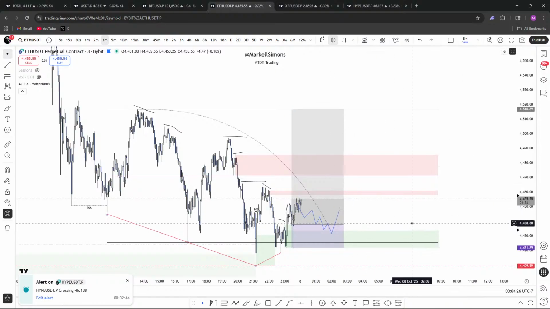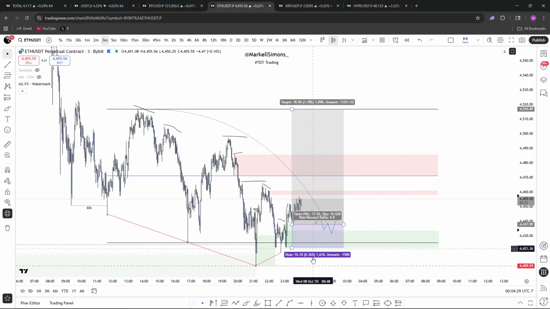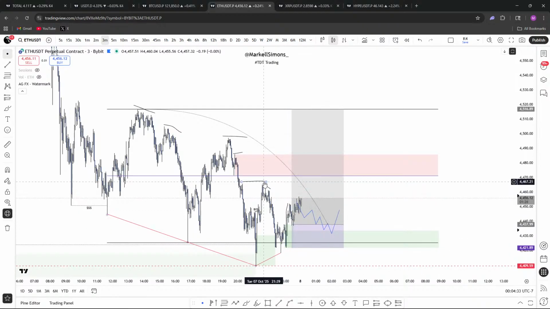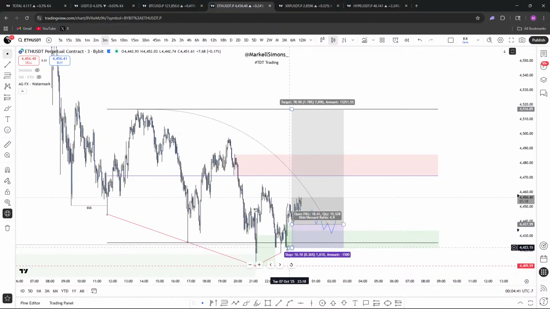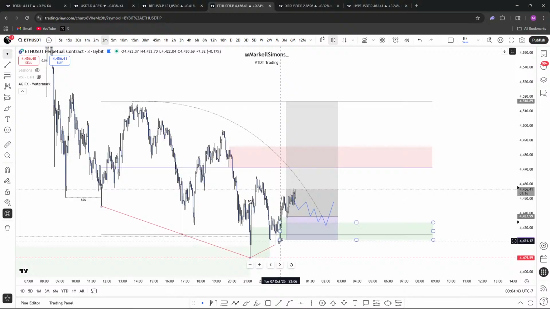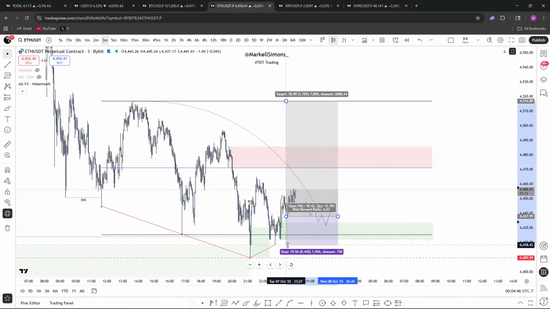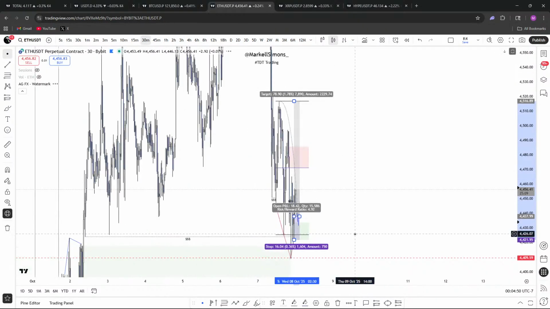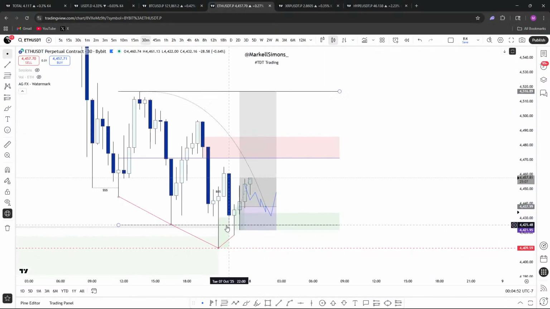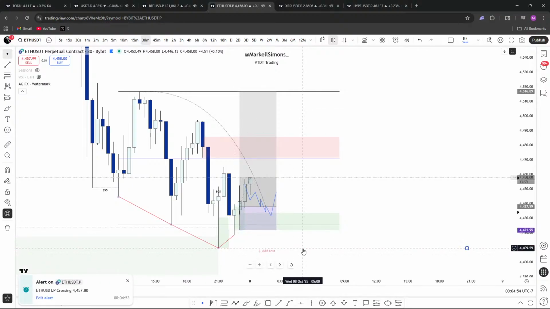See, at this point, you could already de-risk. You entered on the mitigation of the demand POI, and then you put your stop below this low, right? You could have even put it below here, but it's like, bruh, we should be protected by this demand POI, especially looking at this 30-minute candle. This nice bottom formation. This is beautiful.